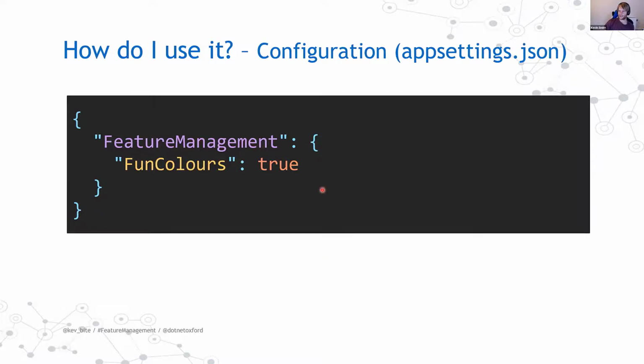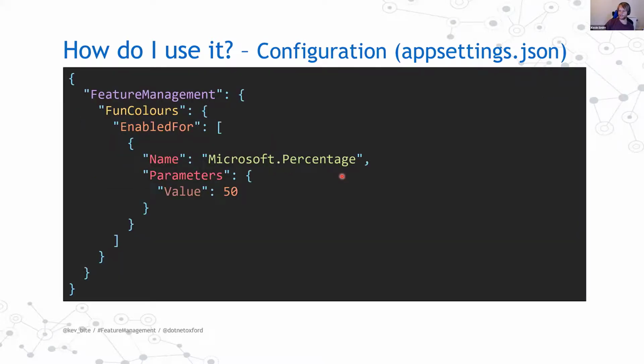So this is kind of how we set our settings up. Because it's baked into all the configuration stuff, this is using the app settings, but this can pull from Azure App Configuration or any other kind of configuration provider. We set this in the feature management block inside of app settings and set the fun colors to true. So it's quite simple.